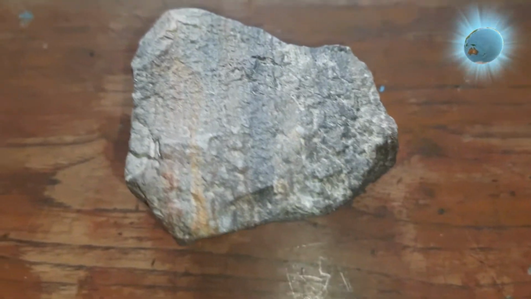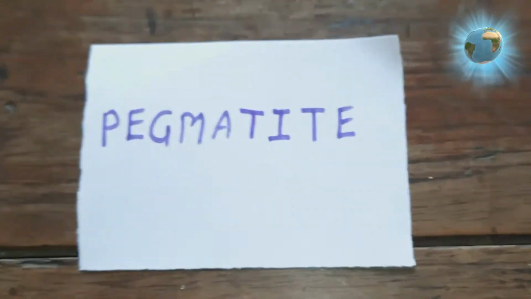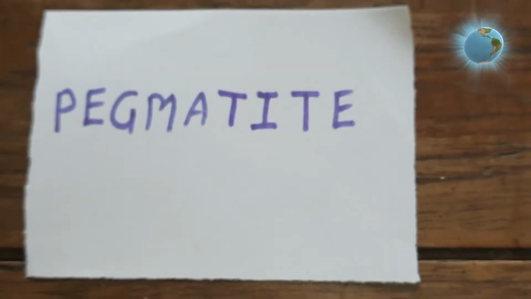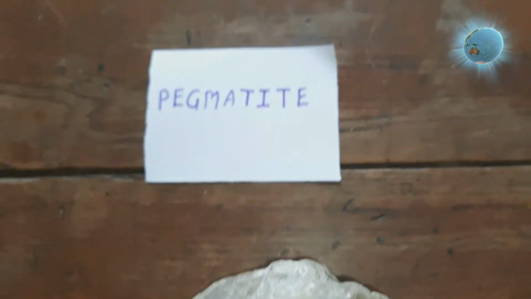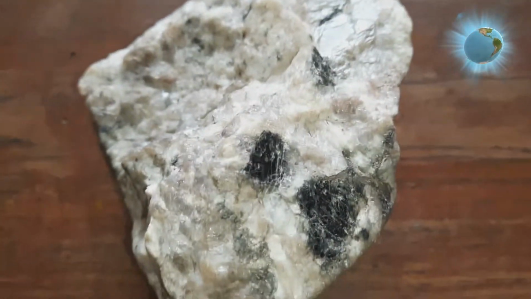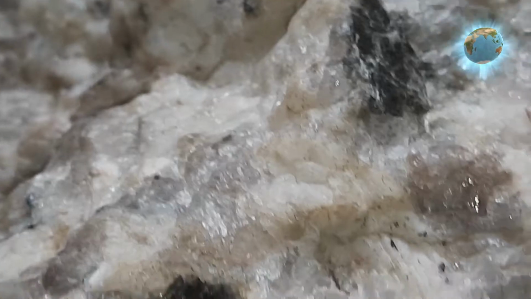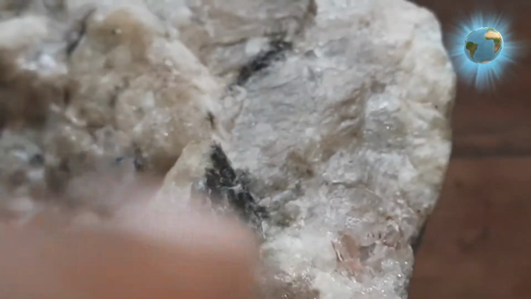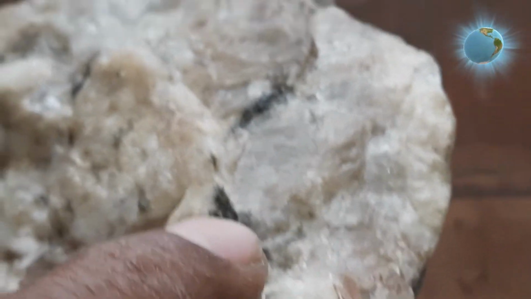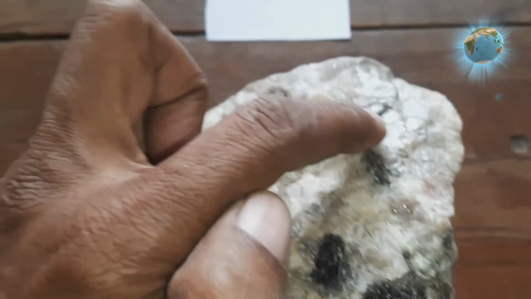Next to that, a similar composition rock but formed in the crust, that is pegmatite. Pegmatite is an acidic rock formed by intrusion of acidic magma in the crust. So this is the rock pegmatite, but it is not fine grained. You can see the minerals are very large. This is one large mineral, okay. This is another large mineral.